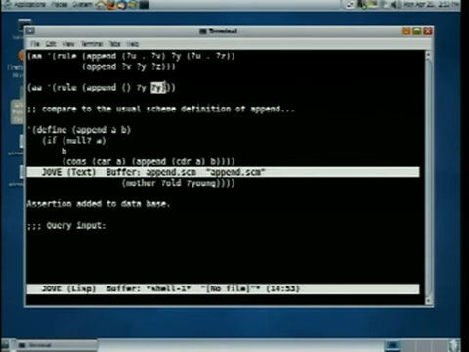Okay, I'm going to move on. Now let's look at the other rule. That's a little more complicated. First, we'll look at the scheme code.